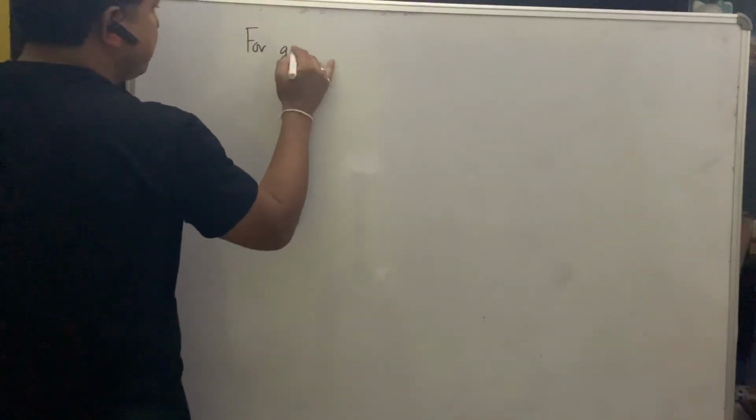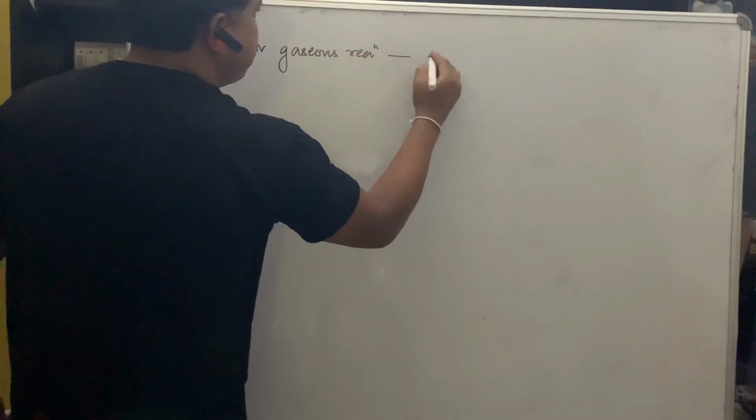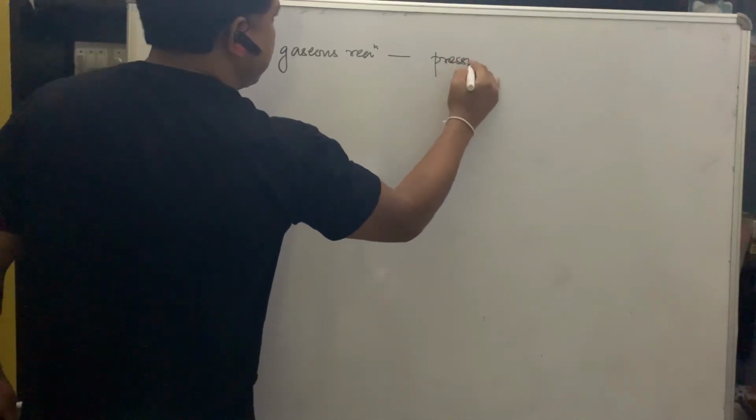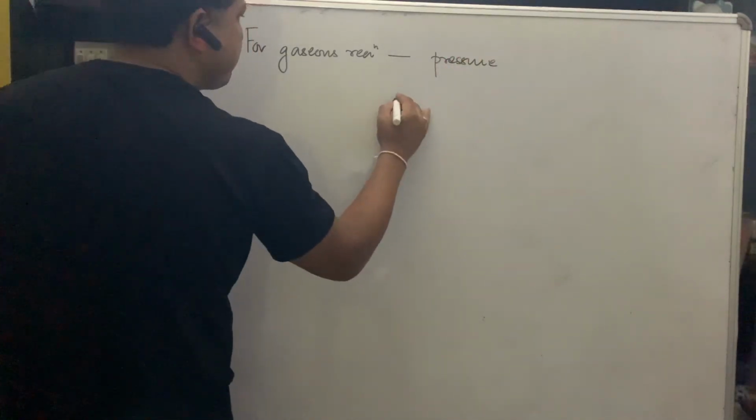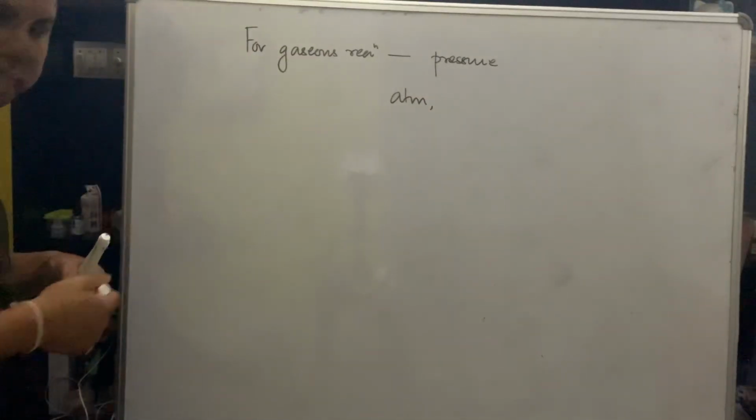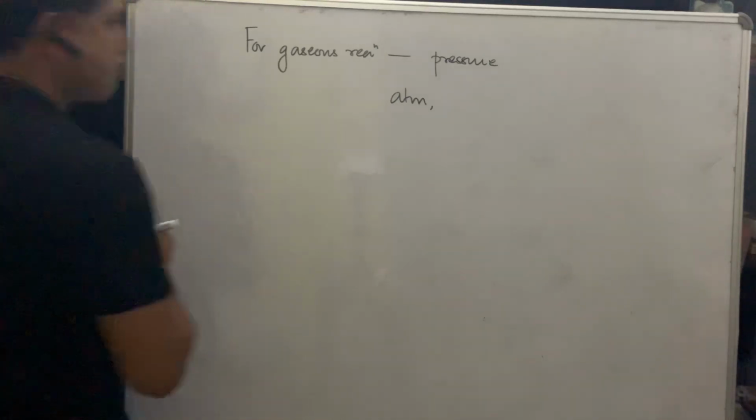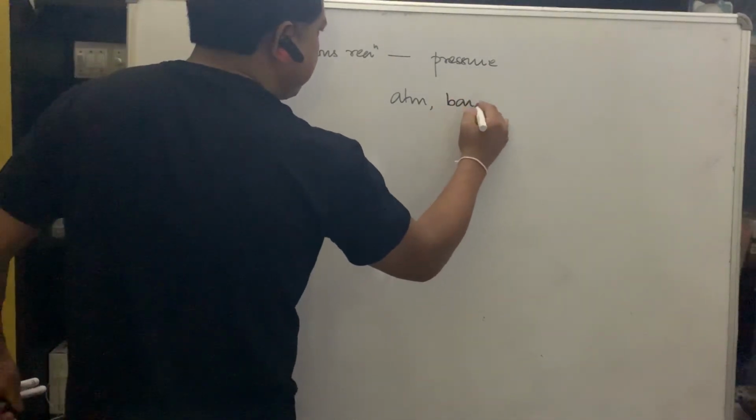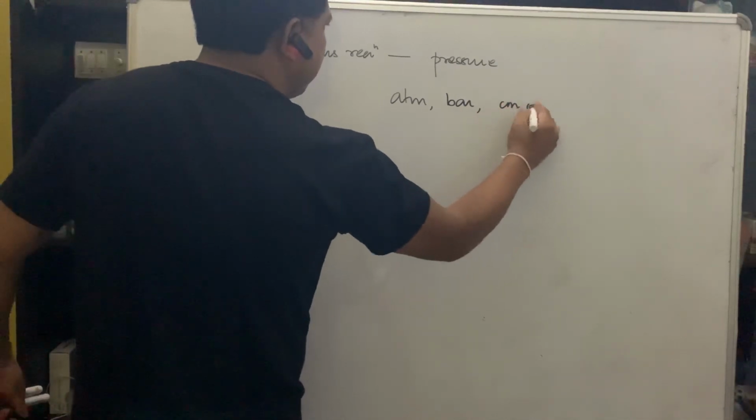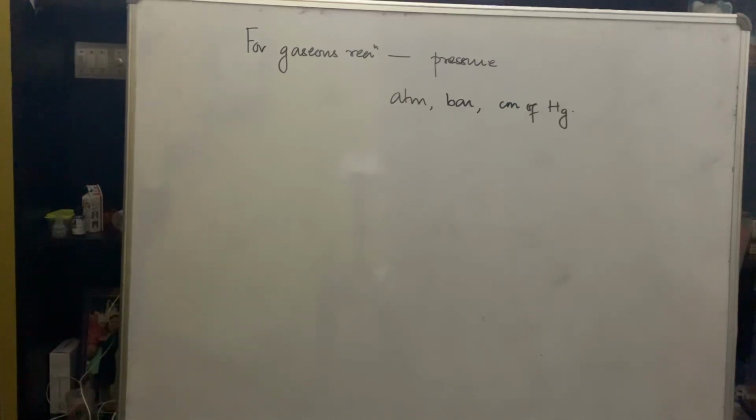So for gaseous reactions, what do we measure? We measure the pressure. And what are the units of pressure? The units of pressure can be atm, it can be bar, and there is a relationship between atm and bar. It can also be centimeter of mercury, and so on. So now, what is the method for calculating the unit of K in terms of a gaseous reaction?